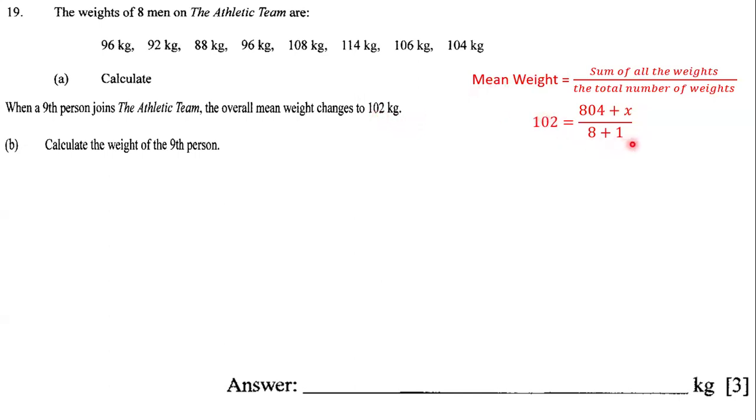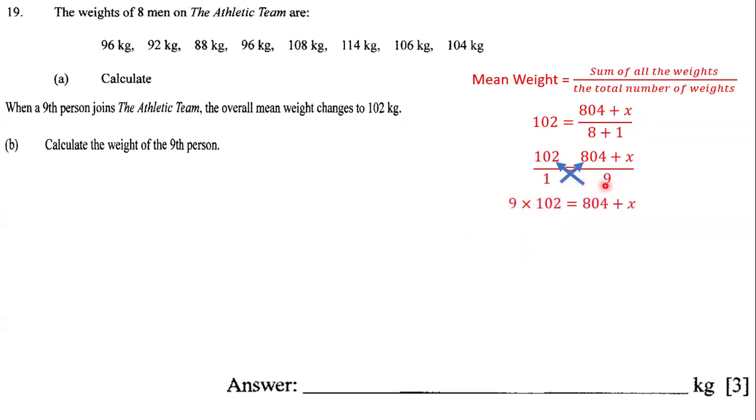And so now we have an equation: 102 equals 804 plus x divided by 8 plus 1. What is 8 plus 1? Well, 8 plus 1 is 9. So we have 804 plus x divided by 9. And then we took 102, which is a whole number, and we express it as a fraction simply by putting 1 as the denominator. And so we're going to cross multiply 9 multiplied by 102 and 1 multiplied by 804 plus x. And our goal here is to solve for x.